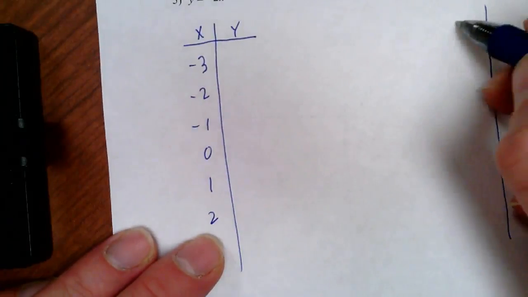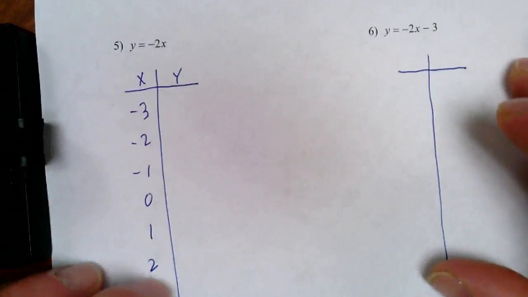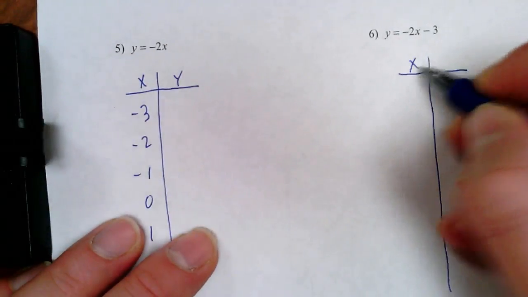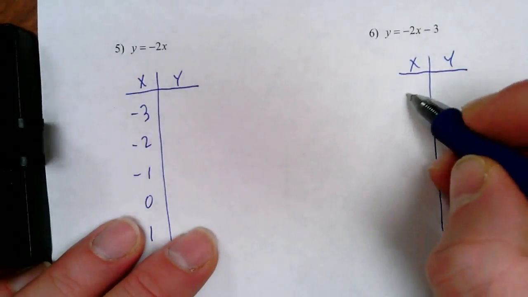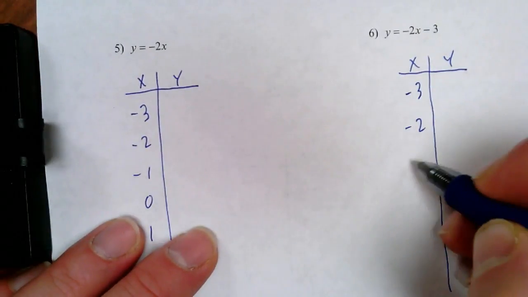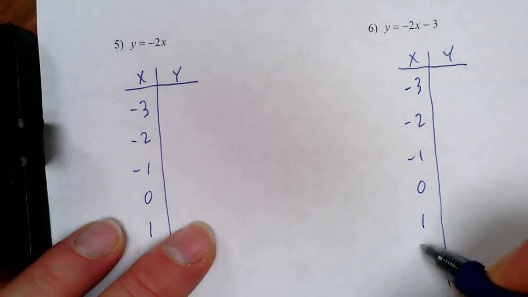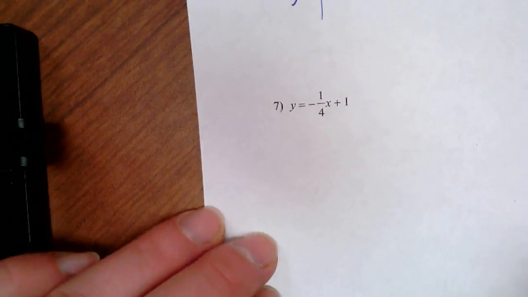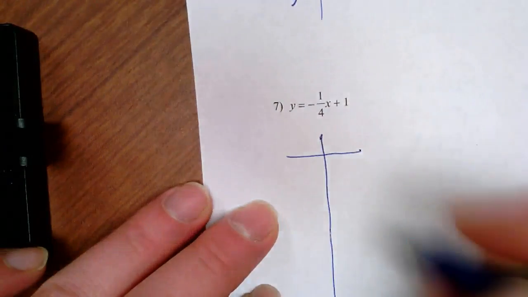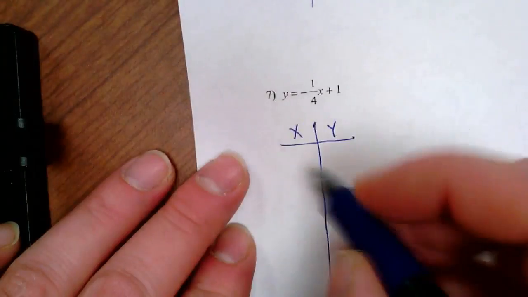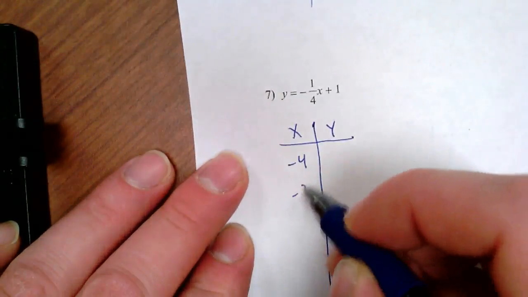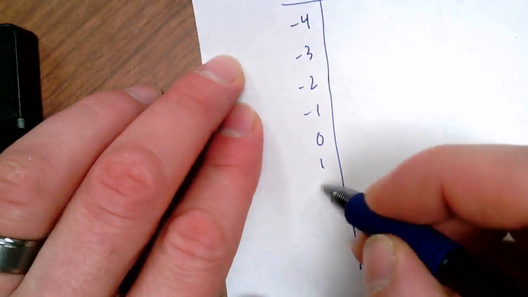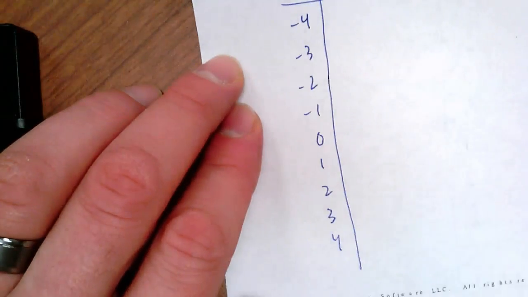Over here, we're going to go X and Y. Let's say -3, -2, -1, 0, 1, 2, and 3. Right, next up here, let's go make our table. X and Y. Let's go -4, -3, -2, -1, 0, 1, 2, 3, 4.